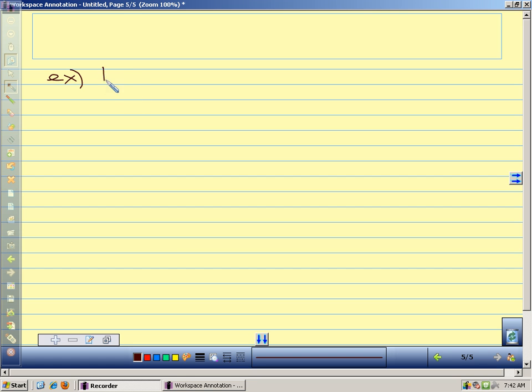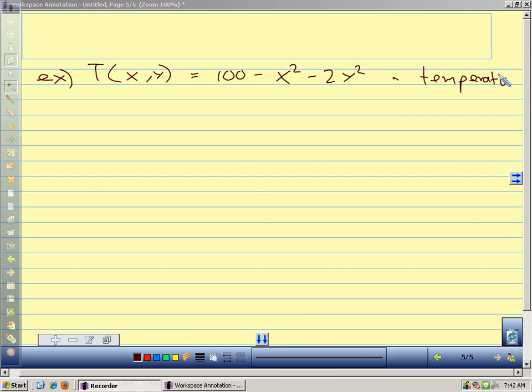All right, so we have T of x, y equals 100 minus x squared minus 2y squared. And this is the temperature field. This is my favorite example from this whole section. The temperature field at any point on a metal plate.